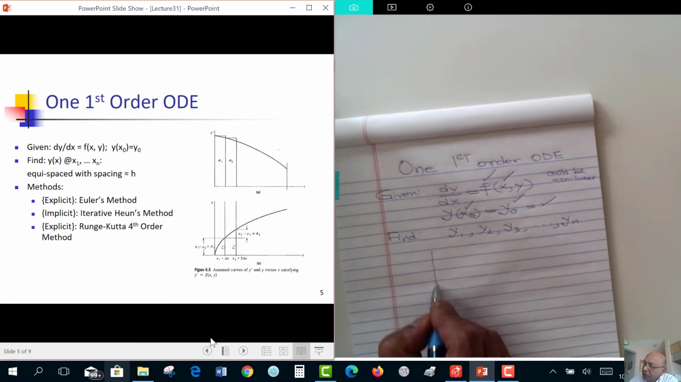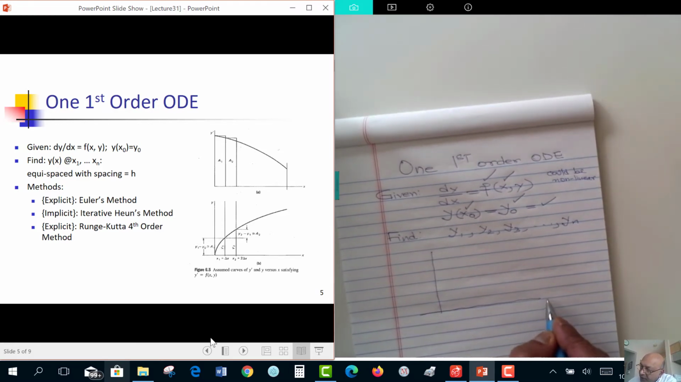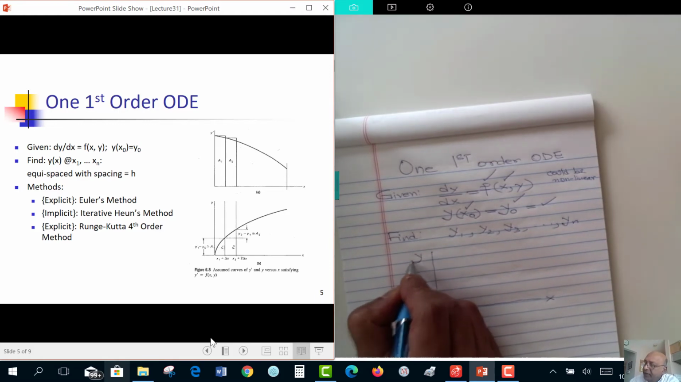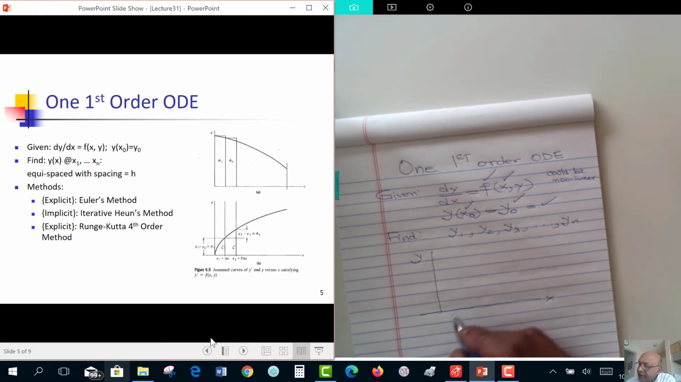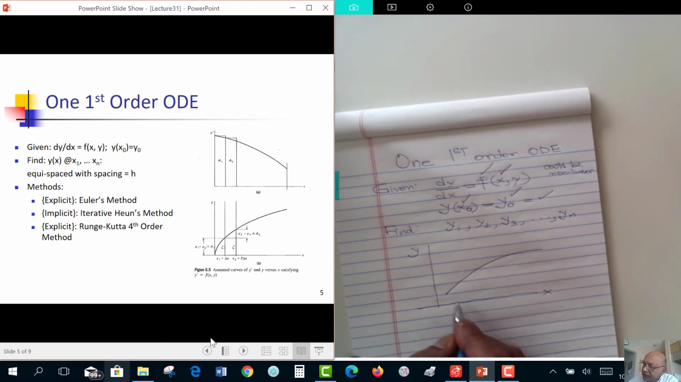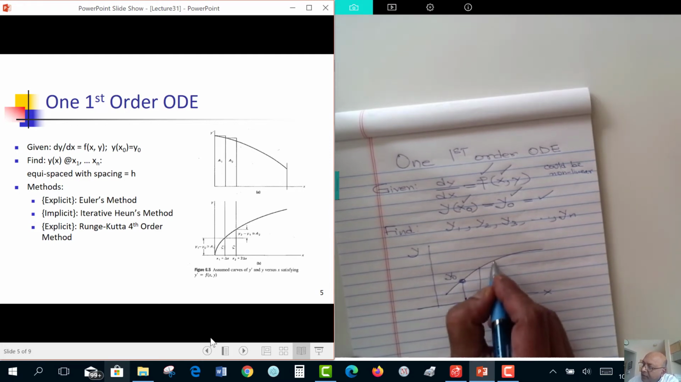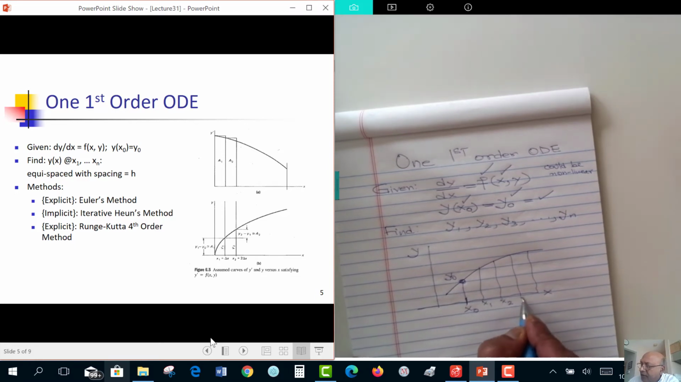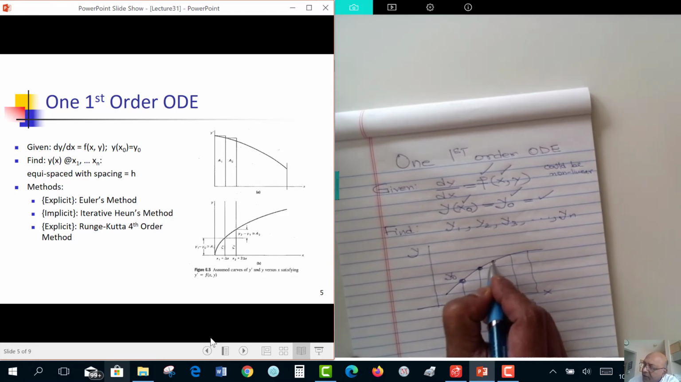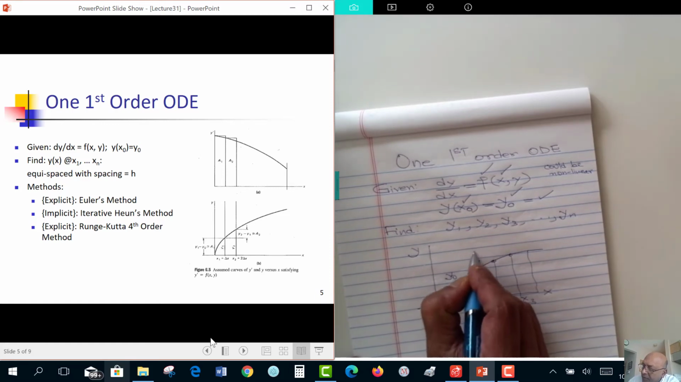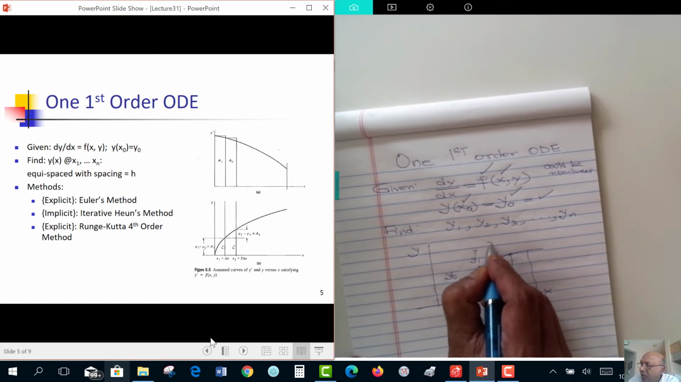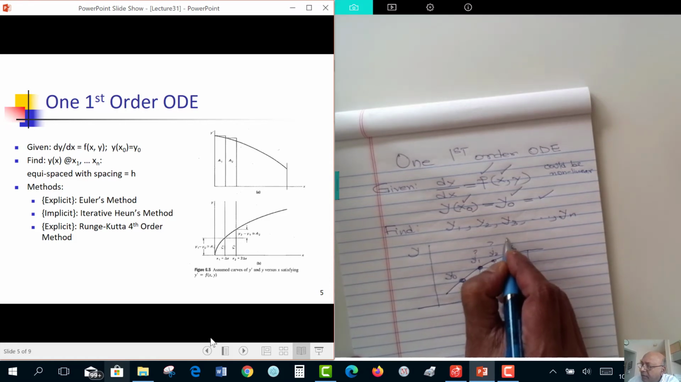So let's look at it graphically. Here is x, here is y, and let's say the x versus y curve looks something like this. At some x0, we know this y0. And then we have equispaced x's, x1, x2, x3, and we want to find these values, y1, y2, y3, and so on.